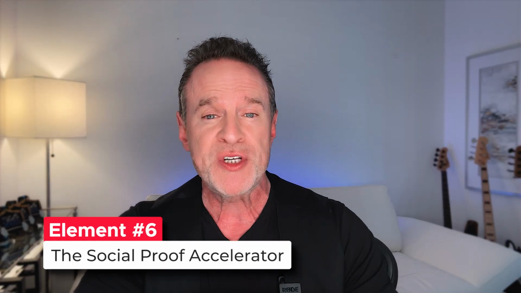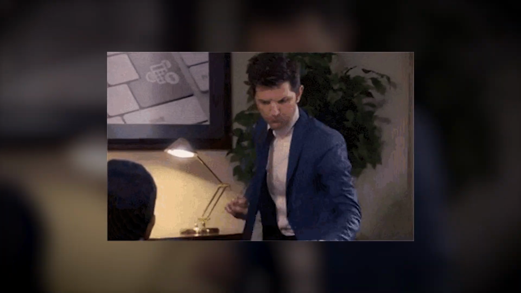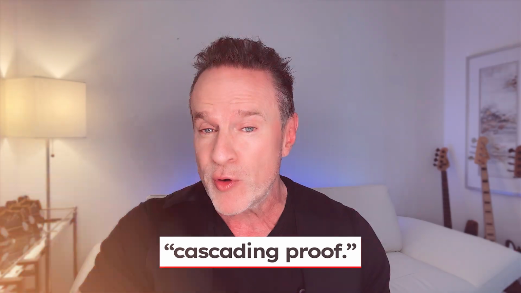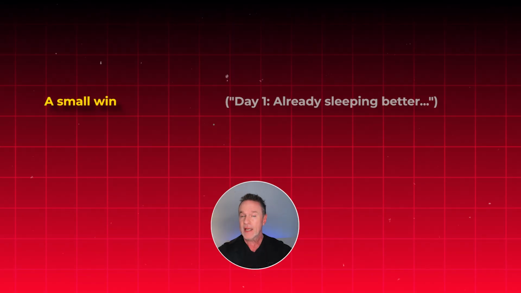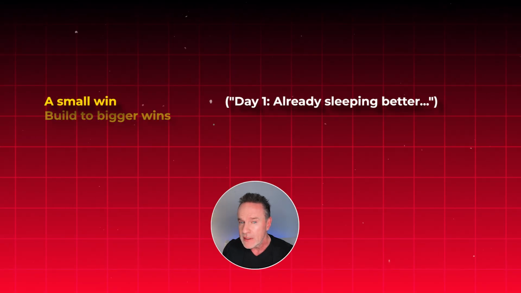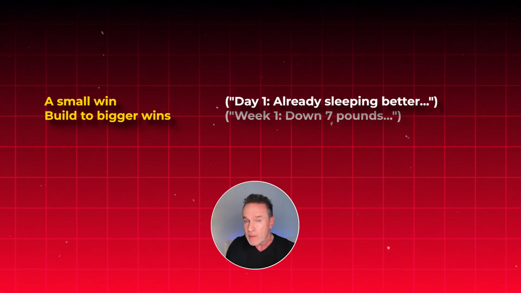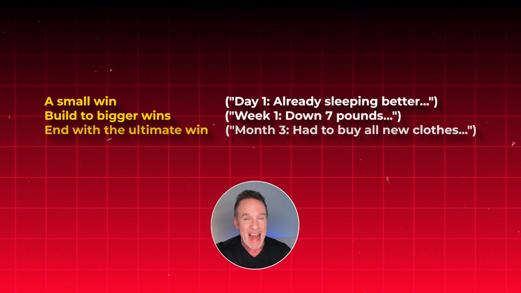This is where most people just slap on a testimonial. They'll call it done. Wrong. You don't want to do that. You need what I call a cascading proof. So you start with a small win, like day 1, you're already sleeping better, and then build to a bigger win. By week 1, you're down 7 pounds, if you can say that. And then with the ultimate win, month 3, had to buy all new clothes. So it's a stack. And speaking of stack, element 7 is the solution stack.